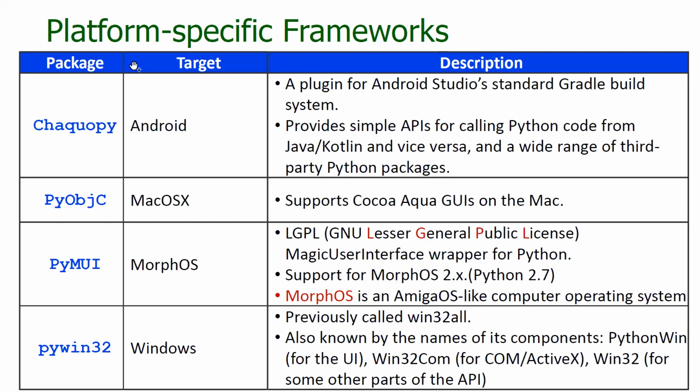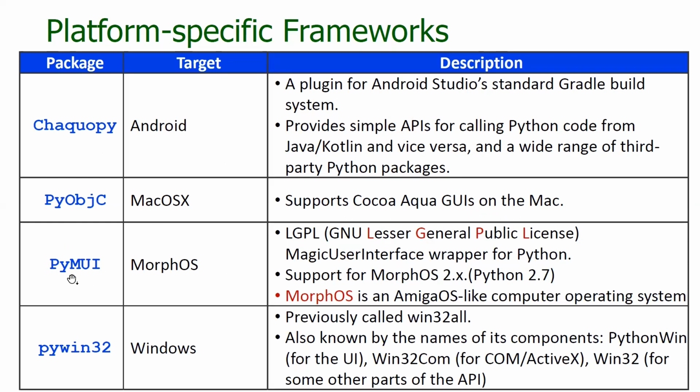The next category is platform-specific frameworks. Here, the first package is Chaquopy, suitable for Android, which is a plugin for Android Studio's standard Gradle build system, which provides simple APIs for calling Python code from Java, Kotlin, and vice versa, and a wide range of third-party Python packages. Then PyObjC, suitable for Mac OS, supports Cocoa Aqua GUIs on the Mac platforms.